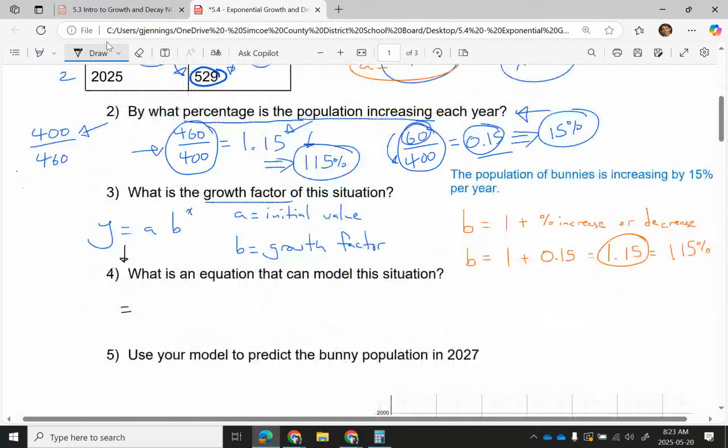What's my equation look like? a is the initial value, b is the growth factor. y equals 400 multiplied by 1.15 to the power x, where x is the number of years since 2023, and y is bunny population.